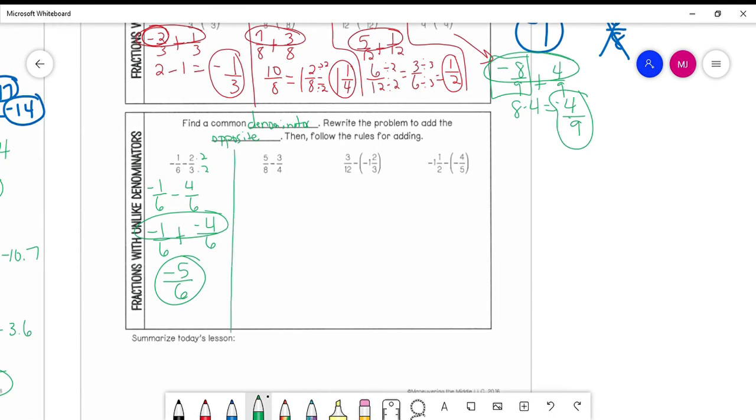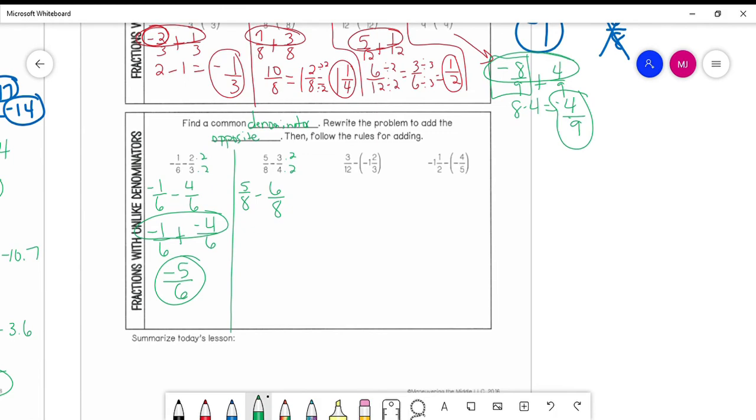Okay, I can't make 8 become 4 by multiplying, but I can make 4 become 8 by multiplying by 2. And what you do at the bottom, you've got to do at the top. It's got to be proportional. So keep the first number now. 3 times 2 is 6, and 4 times 2 is 8. So here's our new problem with common denominators.